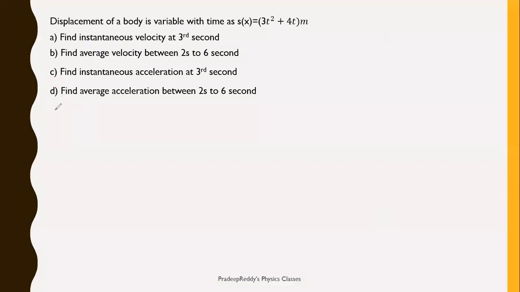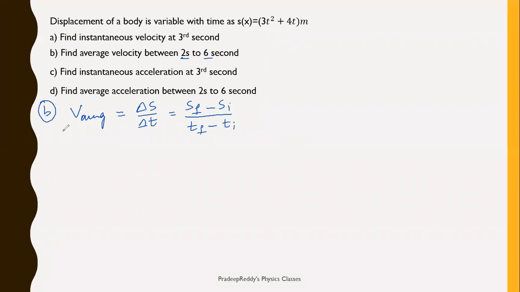Now coming to question B. Find the average velocity between 2 second and 6 second. We are now supposed to find the average velocity. What is the basic formula for average velocity? The basic formula for average velocity is delta S divided by delta T. That means final displacement minus initial displacement divided by final time minus initial time.